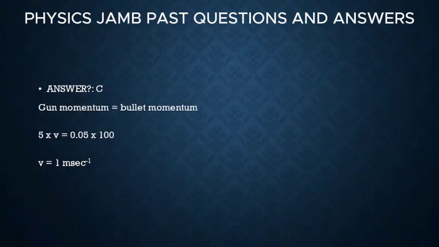The answer is C. Gun momentum is equal to bullet momentum. After making the substitution, we are going to have 5 times V is equal to 0.05 times 100. And if you multiply 0.05 times 100, you have 5 there. And then divide both sides by 5. The 5 attached to V will cancel, and 5 divided by 5 is 1. So that's how we got this one.